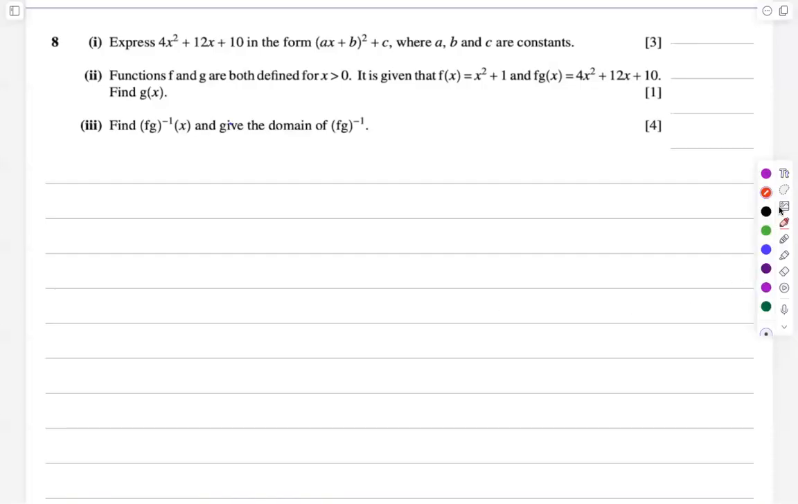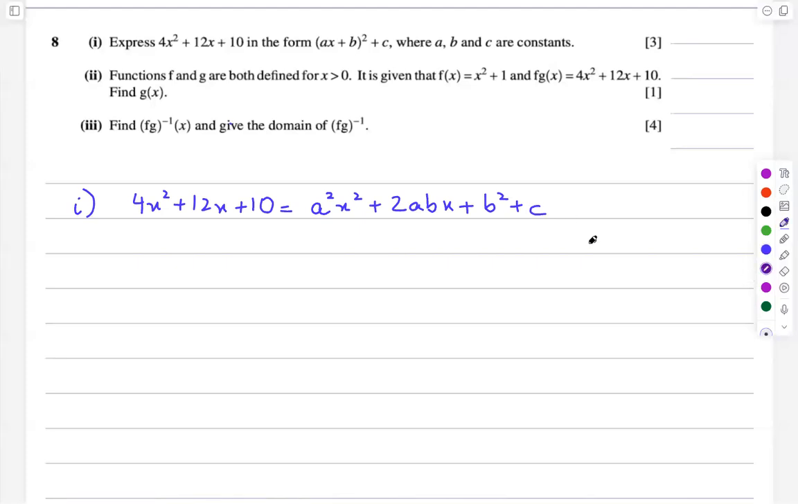In question number 8, part 1, we have to express 4x squared plus 12x plus 10 in the form (ax plus b) whole squared plus c. So to express that in the form, we can first write 4x squared plus 12x plus 10 and expand the expression for (ax plus b) whole squared plus c. That will become a squared x squared plus 2abx plus b squared plus c.